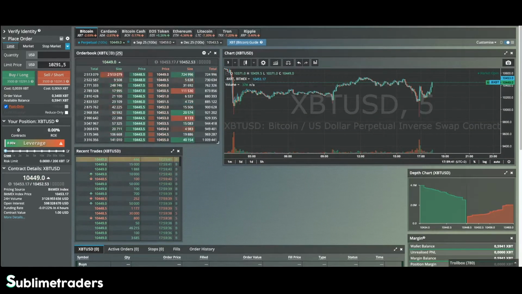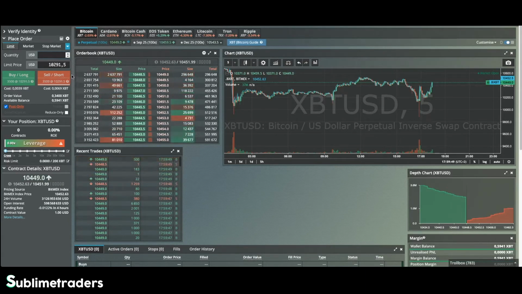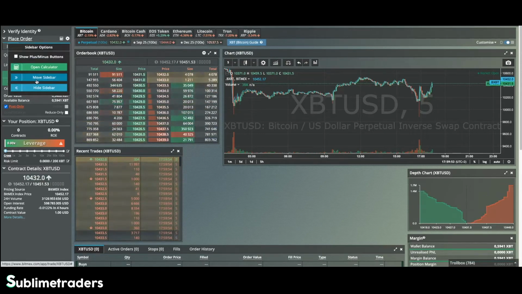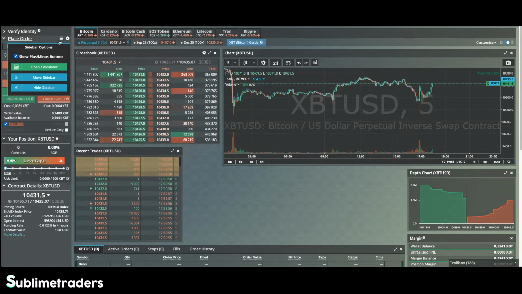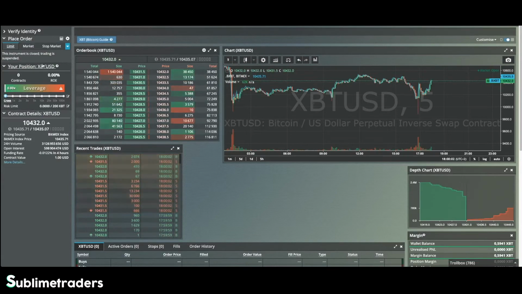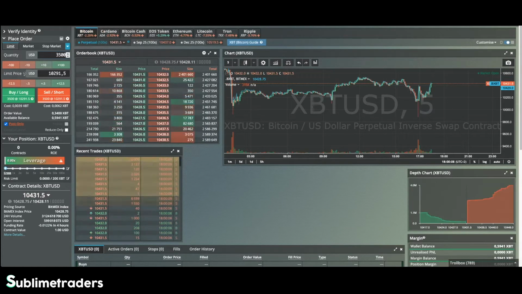So now we have the order book right here, and it's just side to side to the quantity and the buy and sell buttons. There's one more thing we need to do, and this is to click on this settings wheel and enable show plus minus buttons. This will allow you to add or subtract to your position and to your limit price.